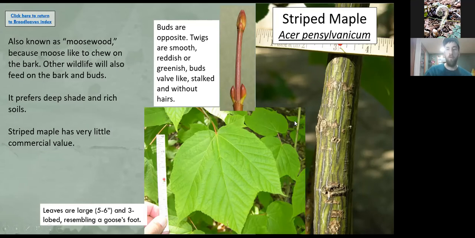Like I said, it's an understory tree. It can hang out in the shade forever. No commercial value as a timber tree. They rarely attain a size that would have any commercial value. I will say it's highly desirable browse for our native ungulates. So deer and moose both really like to eat, especially the terminal buds of striped maple.